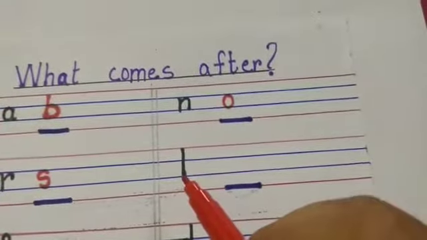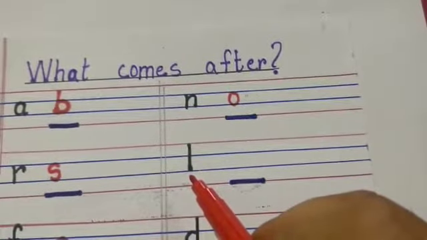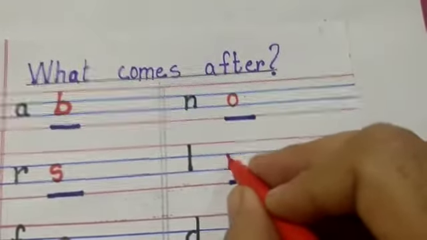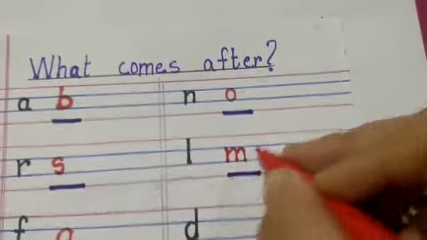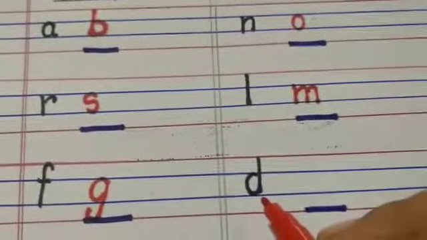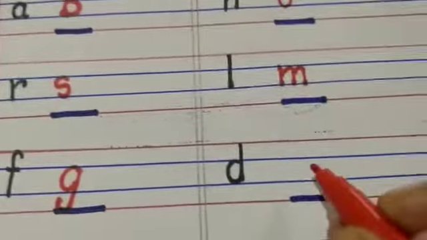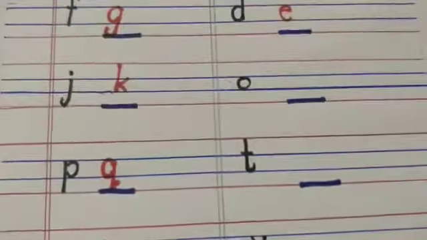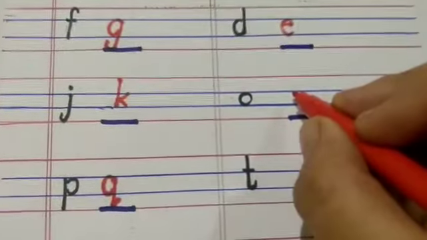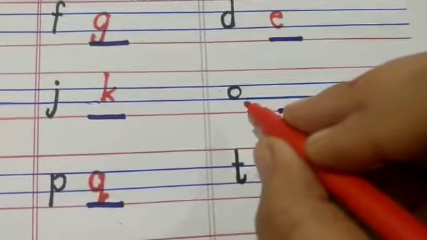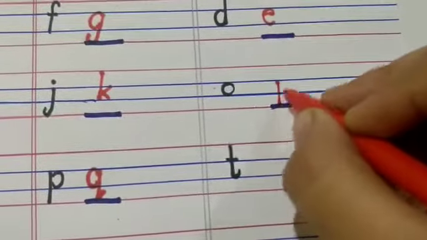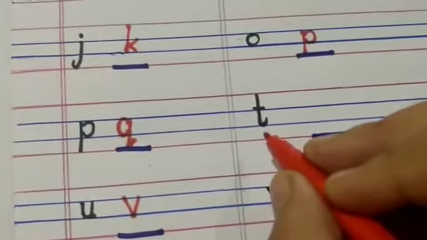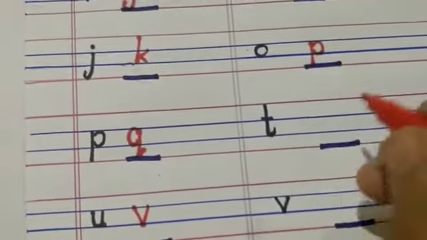Which letter is this? L. Can you tell me what comes after l? M. Which letter is this? D. Can you tell me what comes after d? E. Which letter is this? O. Can you tell me what comes after o? P. Which letter is this? T. Small t. What comes after t? U.